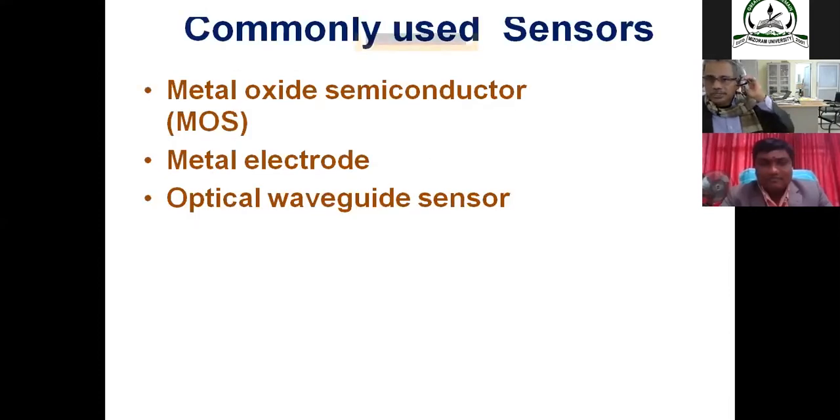Okay, so some of the common sensors used are the metal oxide sensor, metal electrode is used, and optical waveguide sensor is there. We'll discuss some of the sensors. And for the metal oxide sensor, we can use two approaches. We can use a resistive sensor and a capacitive sensor. Some of the capacitors we have developed in our laboratory. I'll discuss how we can mathematically model it, how we can experiment with it.